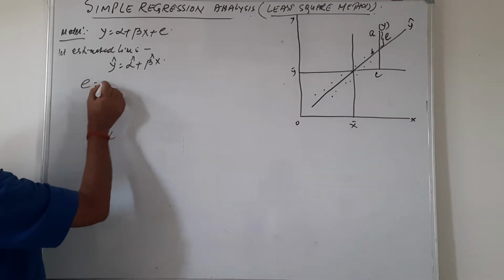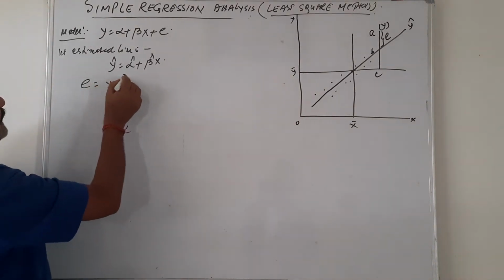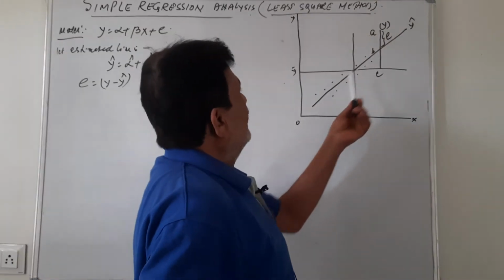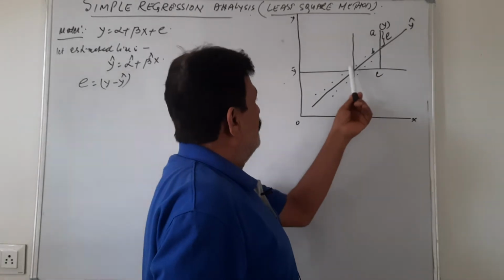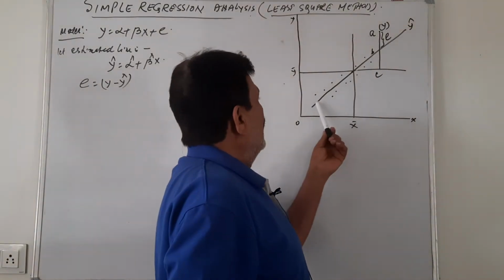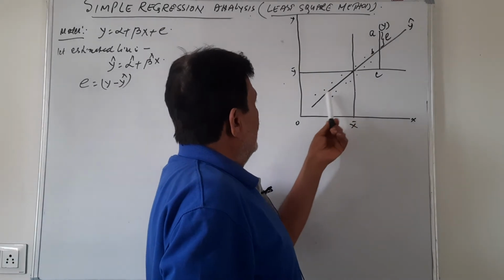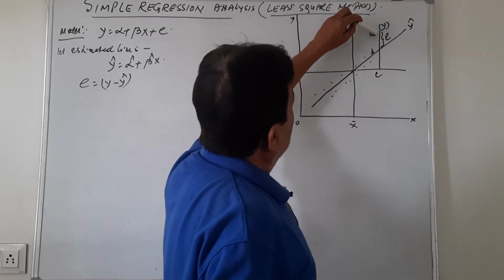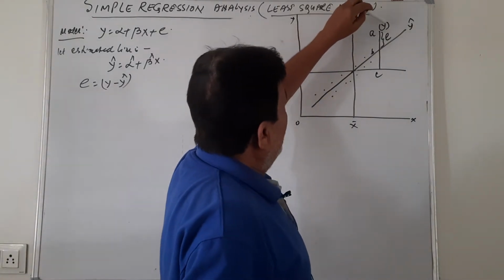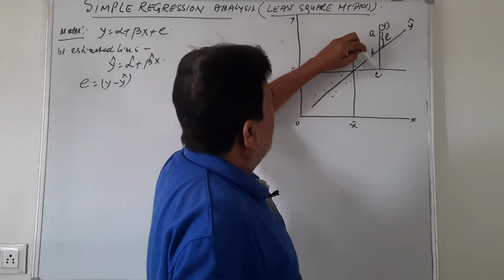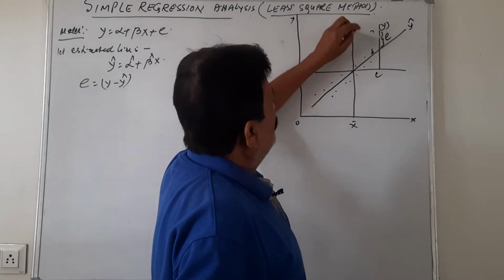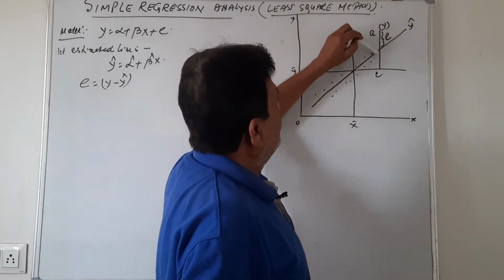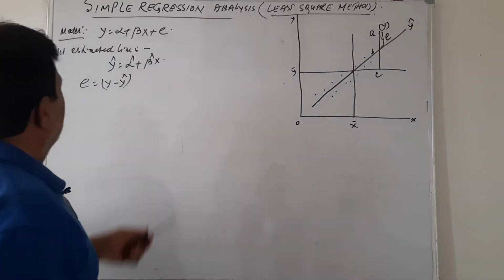So e is defined as y minus y cap. In the diagram, this straight line which passes through the intersection of x bar and y bar is the least square line, and these are the scatter points around this line. Now there are various points. Let us consider this point A. Here is the value of y, here is y cap, and here is y bar. So y minus y cap, this is e, the residual e. So e is defined as y minus y cap. This is what we have written here.